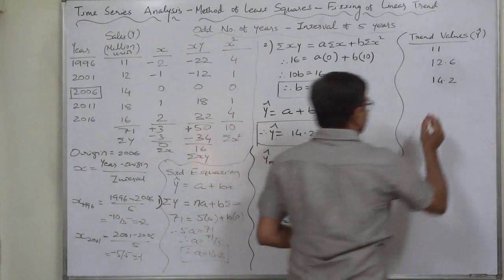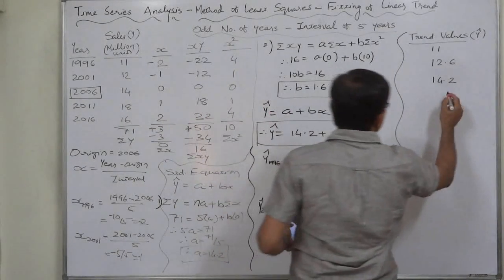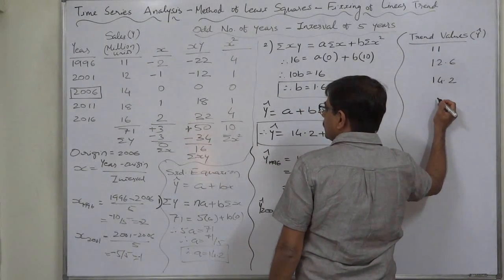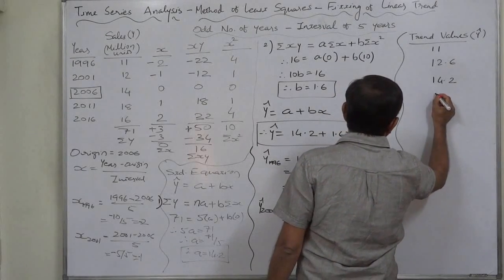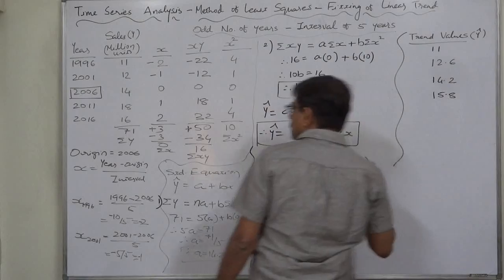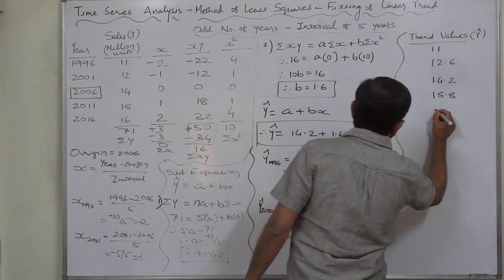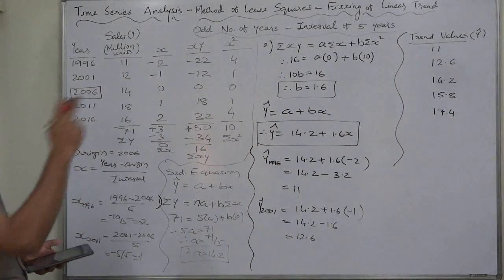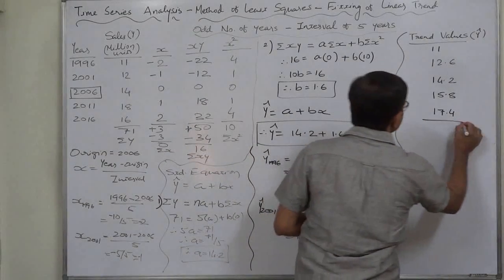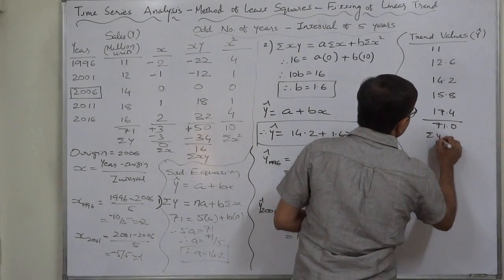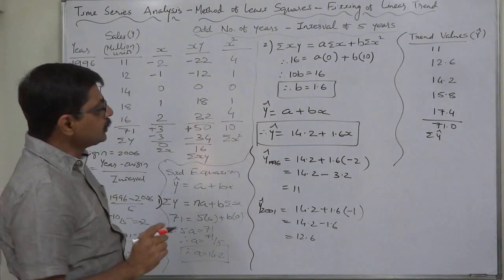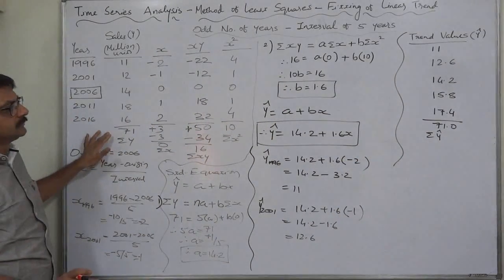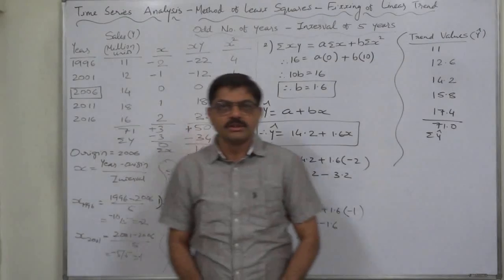Every time this will happen. Again add b to this trend value to have the trend value for 2011. That will be 14.2 plus 1.6, 15.8. Again add b to that trend value, so it will be 17.4. And now get the summation of trend values. It must be equal to or as near as possible to sigma y. This is a very small checkpoint for the students.